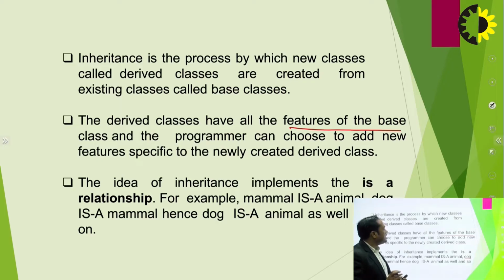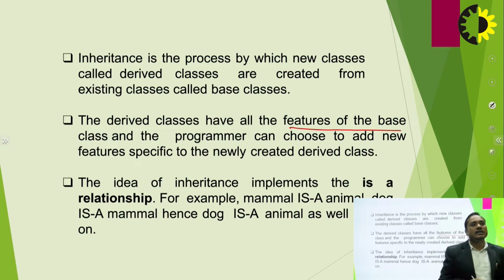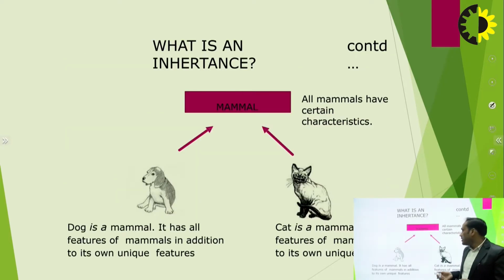So inheritance, in a simple way, means that if you derive a class, that class has the properties inherited from the base class. The base class is the major class, the super class, from which the derived class inherits properties. In this diagram it is very clearly explained: mammal is an animal, and two different animals, the dog and the cat, both inherit the properties of the mammal.